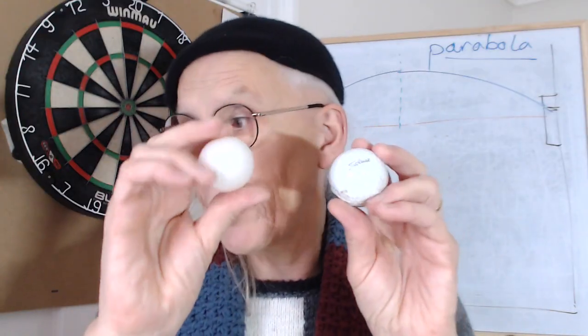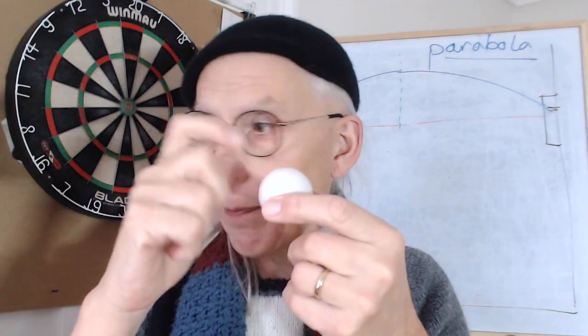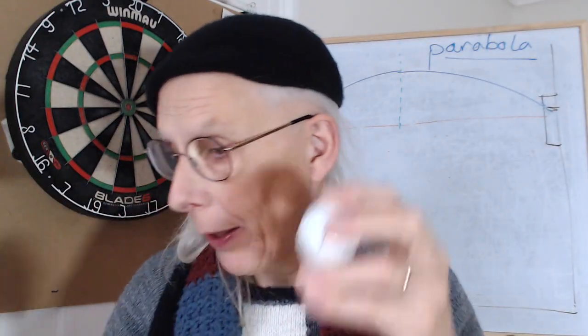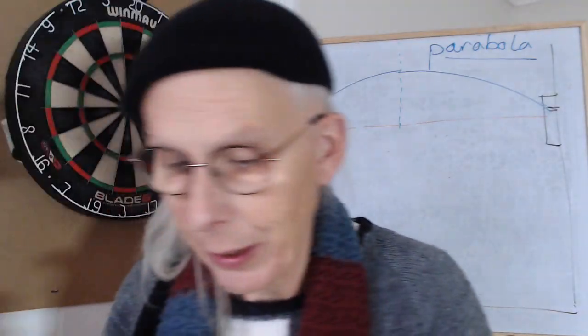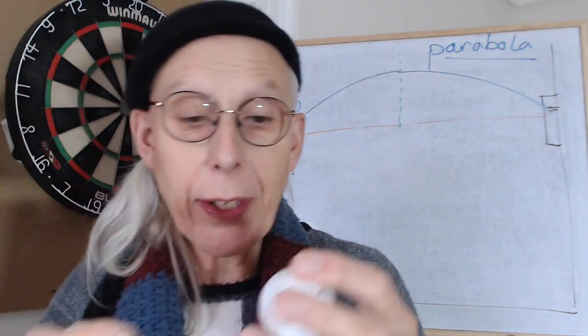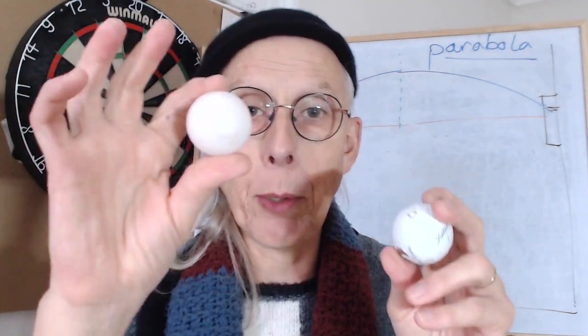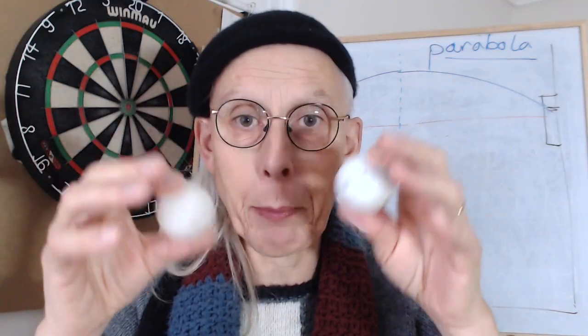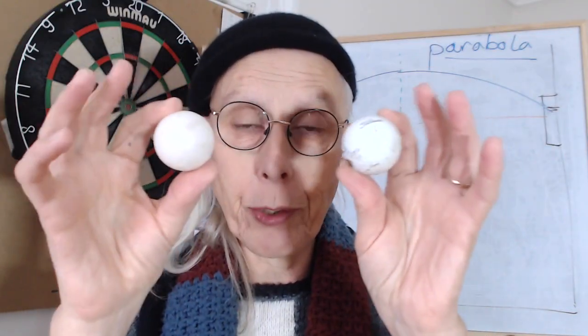Now I'm going to demonstrate this to you. I've got a ping pong ball here, and I've got a golf ball. Okay, don't know if you can hear the difference. That's the golf ball, that's the ping pong ball. Okay, I weighed these on a kitchen scale. The golf ball weighs 47 grams and the ping pong ball weighs 3 grams. So this is 16 times heavier than this. But I'm going to drop them, hopefully just about perfectly at the same time, and we'll see how long it takes them to reach the ground.